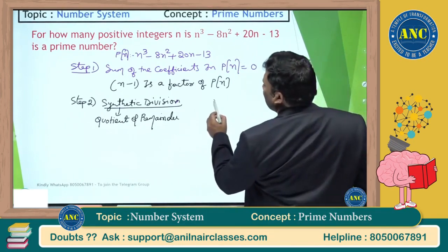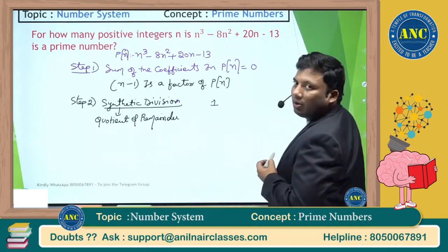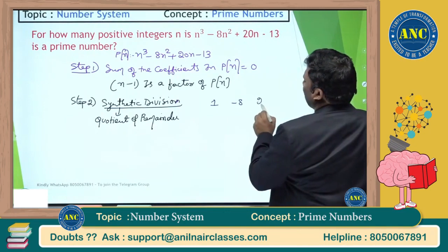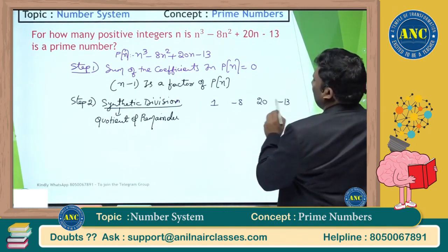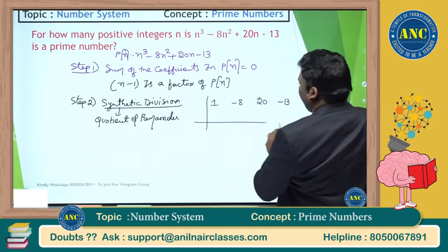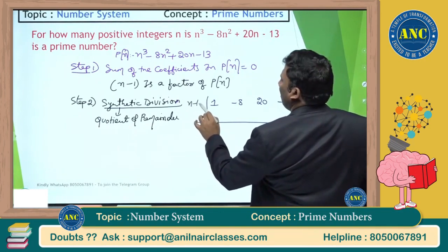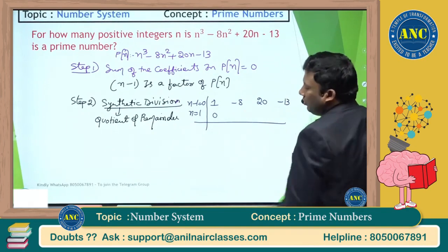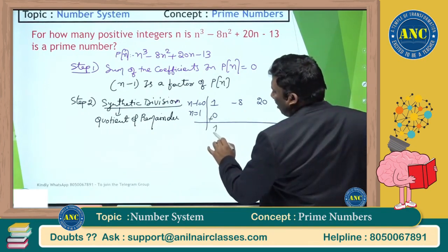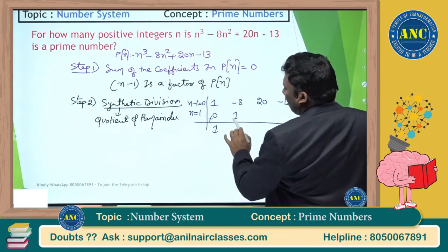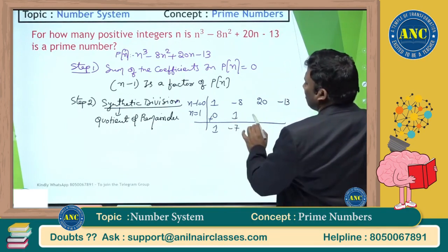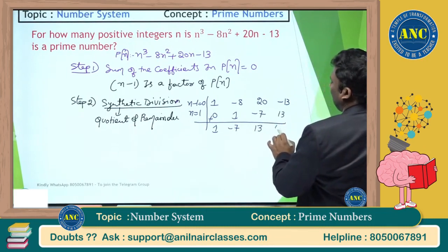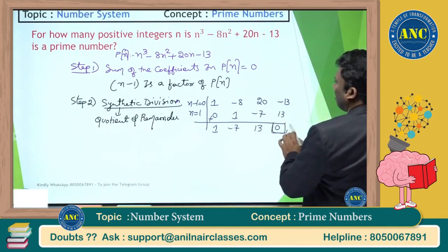Write down the coefficients in serial order. The n cube coefficient is 1, then minus 8 for n square, 20, minus 13. Start with the factor n minus 1 equivalent to 0, so n equivalent to 1. Start with 0. 1 plus 0, 1. Multiply: 1 ones are 1. Minus 8 plus 1, minus 7. 20 minus 7, 13. 13 ones are 13. Remainder 0. We got remainder 0.